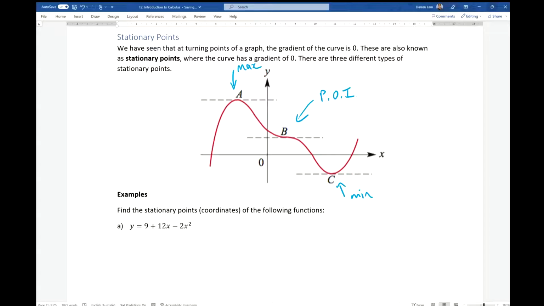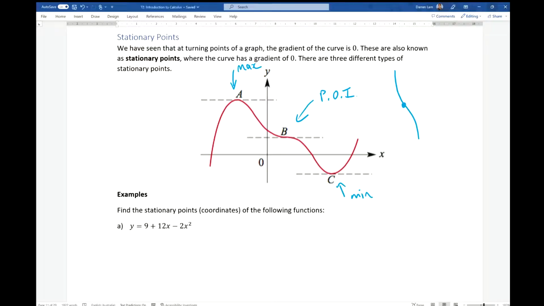So this one right here, of course, is pretty obvious. The gradient is 0 at some stage. Done. Happy. This right here, I'm going to try and draw that a bit better. That one right there technically still is a point of inflection, but it's not a stationary point.